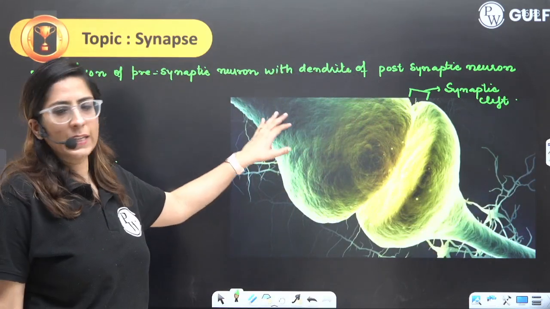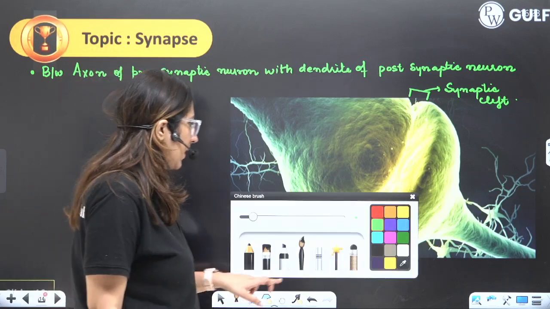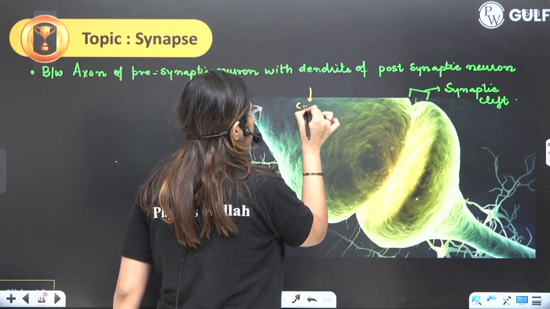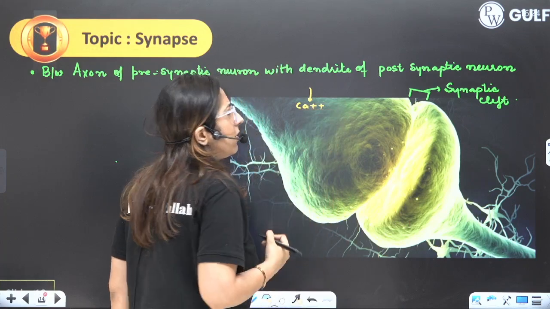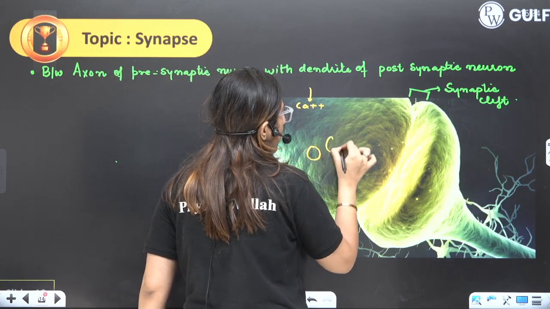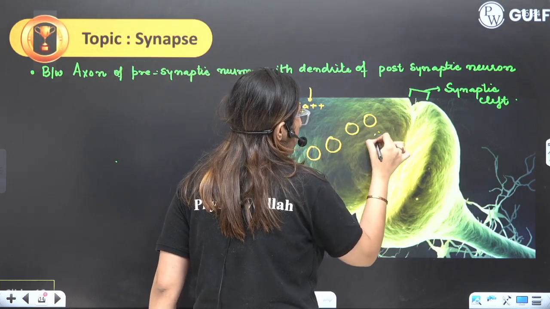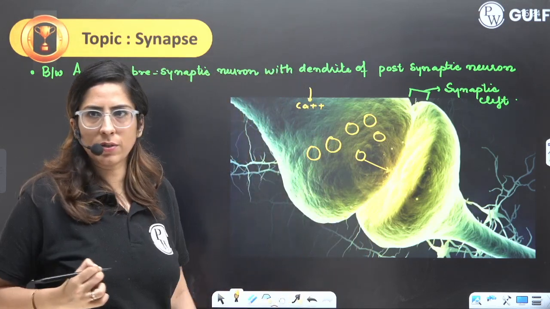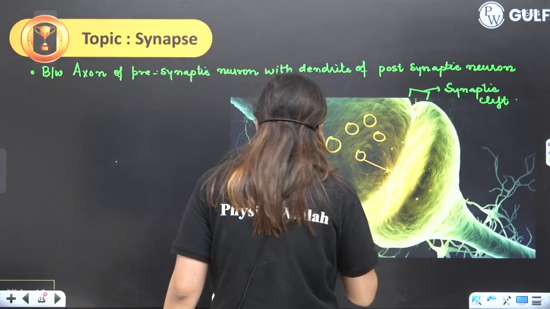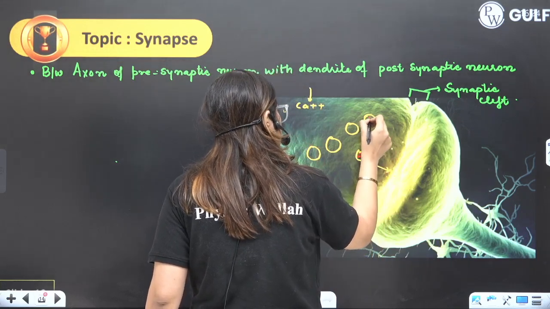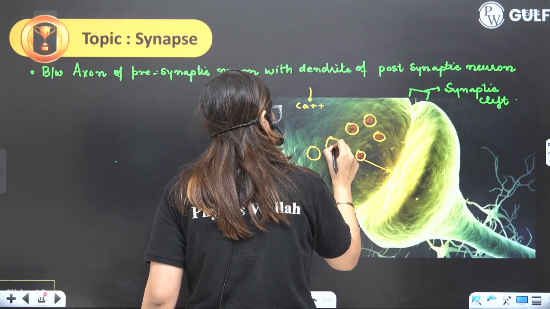Now as the signal reaches over here, buddies, at this particular region there is influx of calcium ions. There is opening of the calcium ion channel, due to which the neurotransmitters present in the vesicles will go and show exocytosis. Neurotransmitter will come into this region. Here the neurotransmitters are present, right?